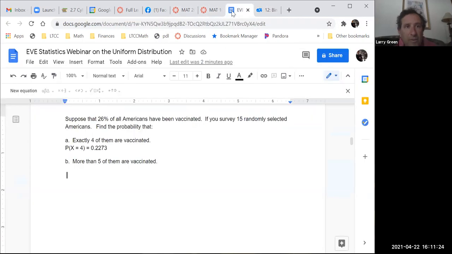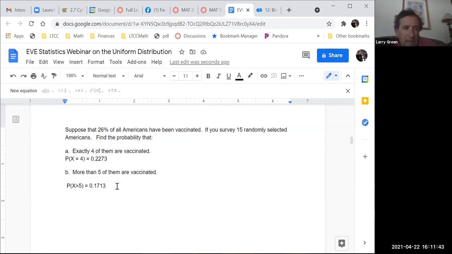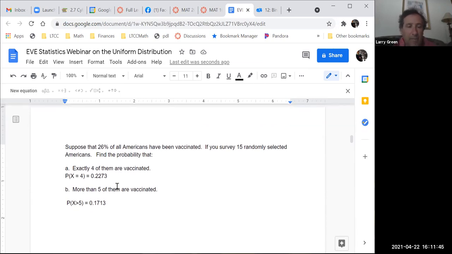So let's write that out. We can say probability that X is greater than 5 is equal to 0.171713. So let me stop and ask, are there any questions on either of these questions that we just looked at?